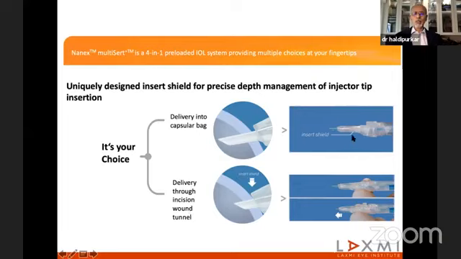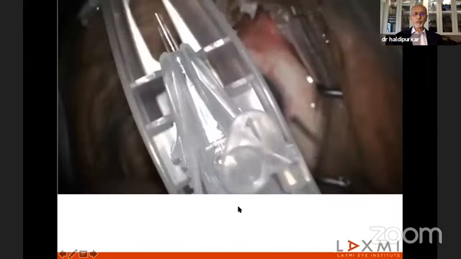It has an insert shield, which by default is at the back. So the entire nozzle can go through your incision and literally the lens is placed in the bag. But if you are not used to that, or if you are comfortable using it only into the wound, then the shield is brought forward so that the shield prevents the nozzle from going further.